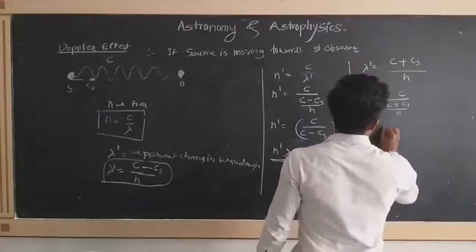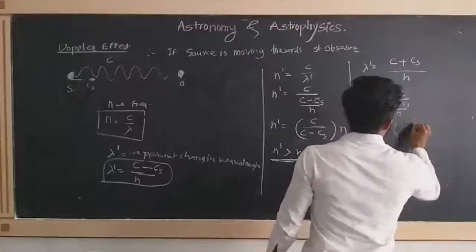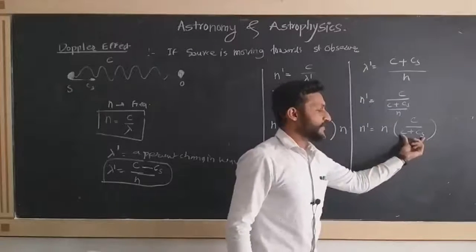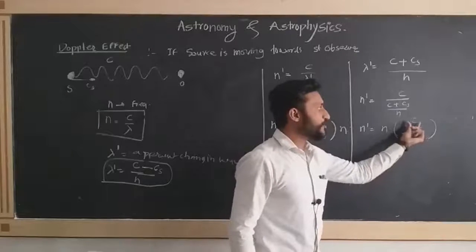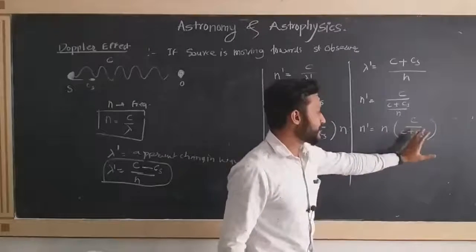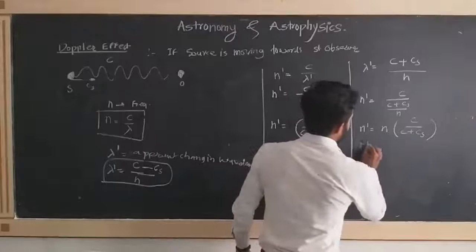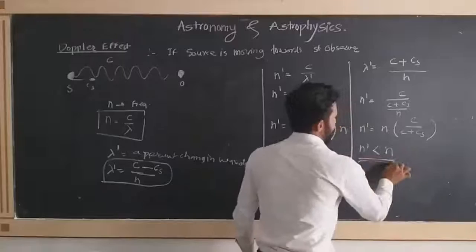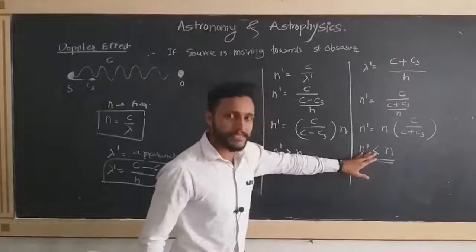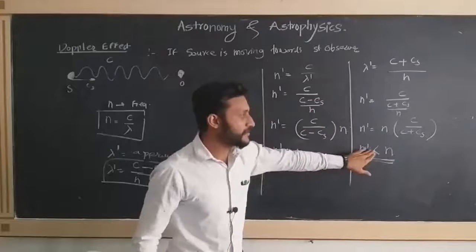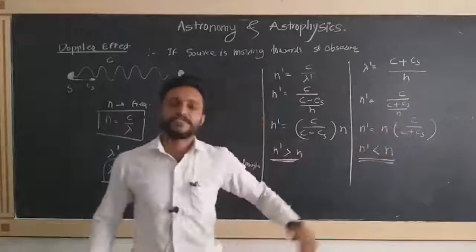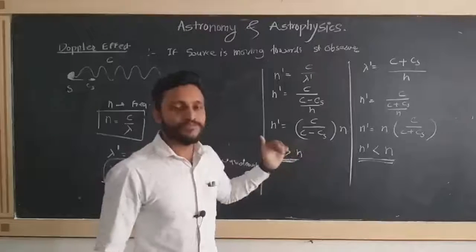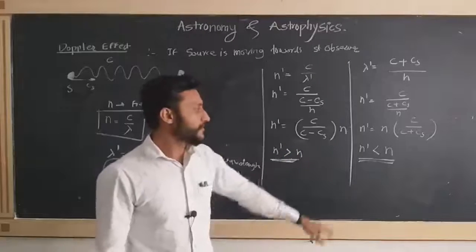Finally n prime is nothing but n into c upon c plus cs. So in this case, the denominator term is more than the numerator, so this value is less. So therefore n prime is less than n. So the apparent frequency is less than the natural frequency or the original frequency. It means that the source is moving away from the observer.